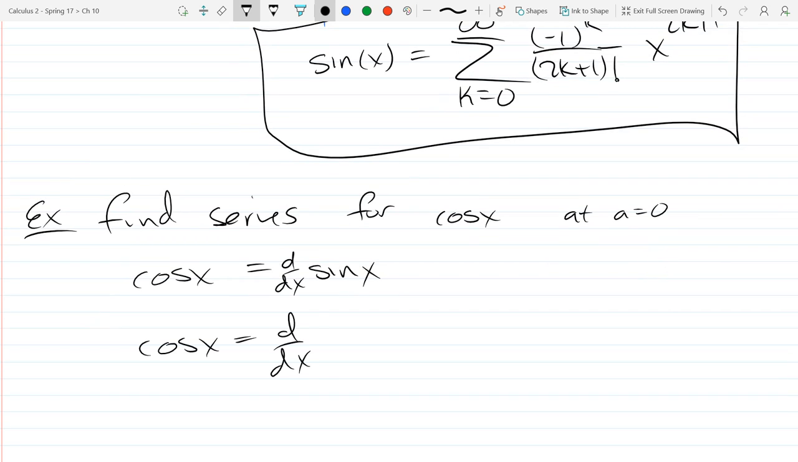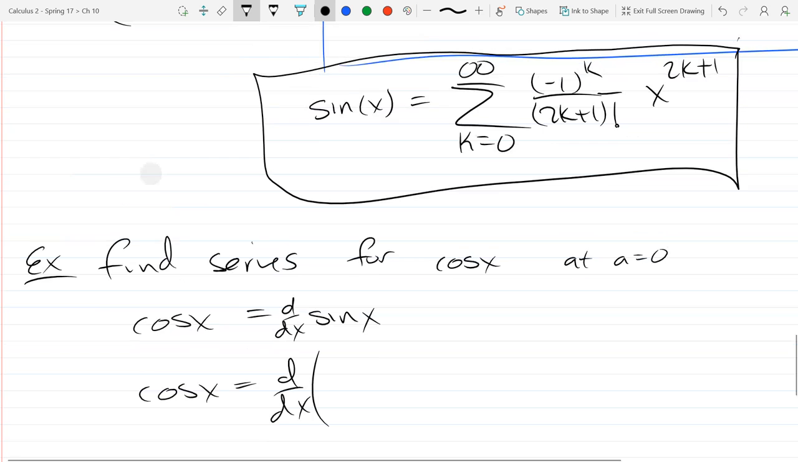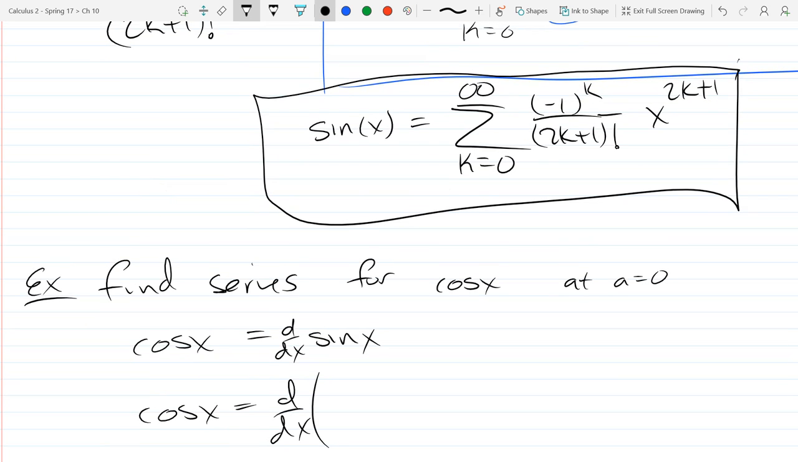Now I'm going to make a substitution. I'm going to take out sine x, and I'm going to replace it by the summation right up here. So we're making a substitution. I'm taking out sine and replacing it with this summation. This is a lot like what we did in the problems in the last section, where we took one series we knew about and made a new series from it.